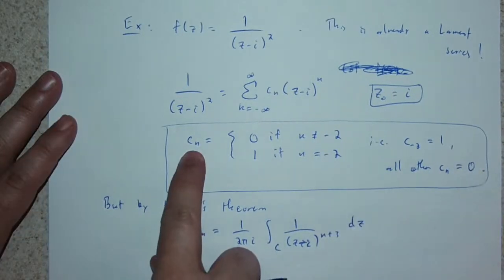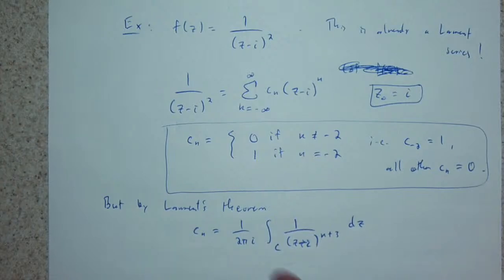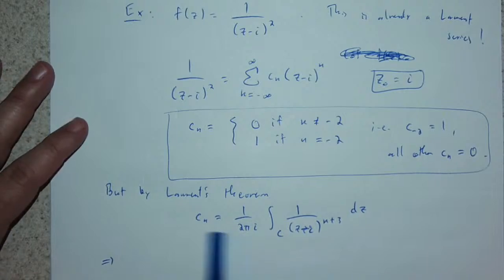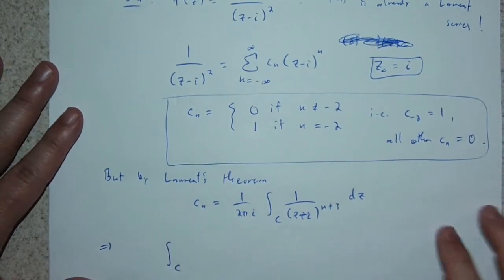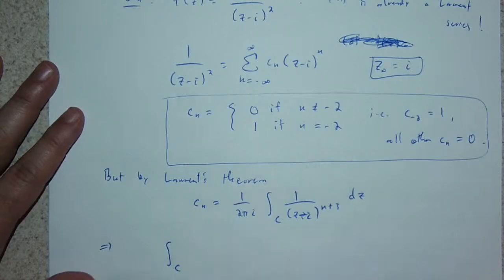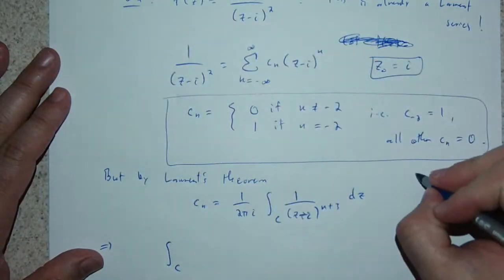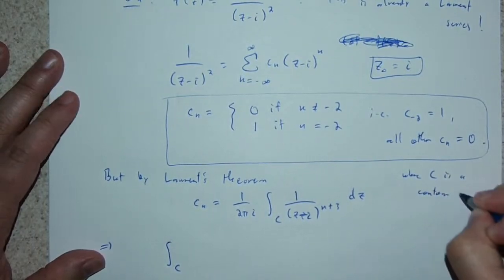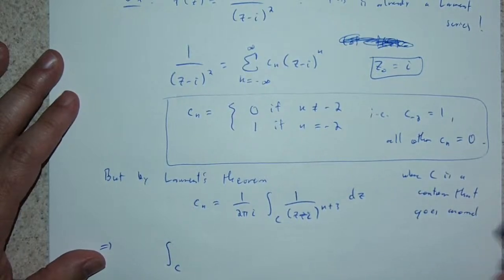But the fact that c sub n is also just 0 for everything except when n is equal to minus 2, what does this mean? It means that another way I can write this is by multiplying by 2 pi i here, this integral over contour c. C is going to be a contour that circles i here, right? So c, where c is a contour that goes around i.